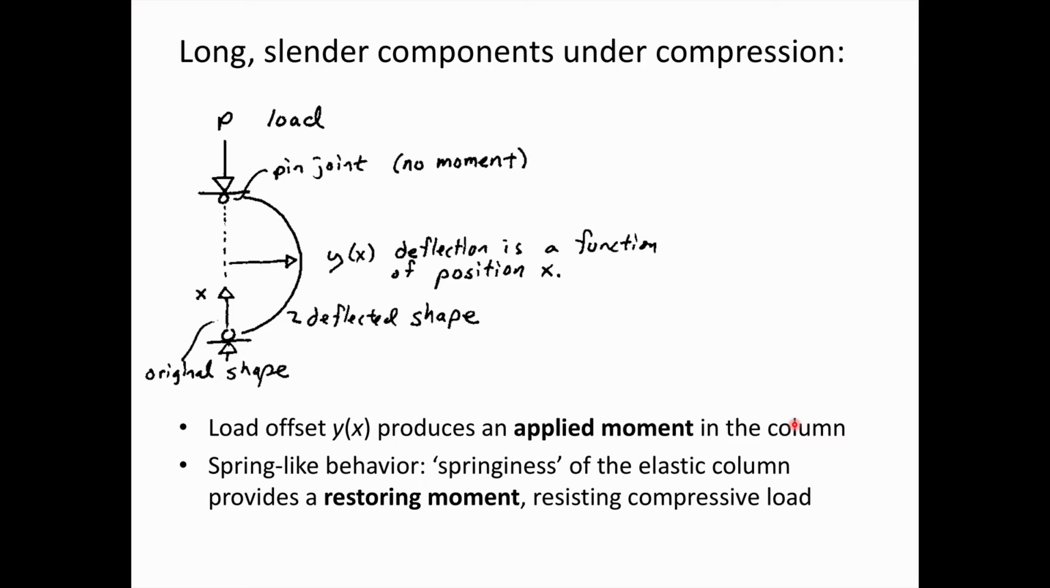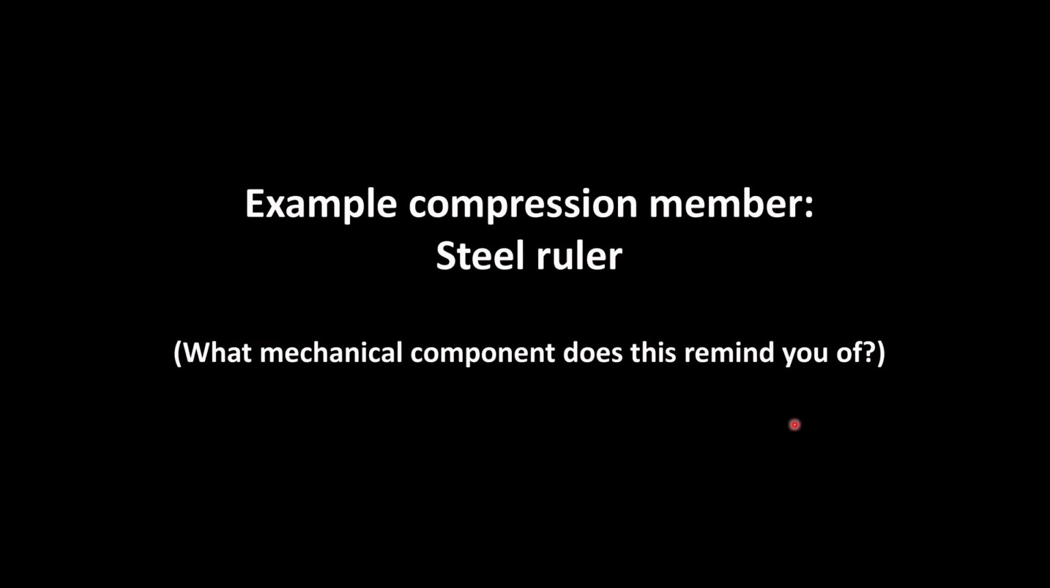If we push down with this load P, it's going to create an applied moment, and this moment is going to change as we go to different places within the column. But then the elastic nature of this material, its resistance to bending, is going to produce a restoring moment that's going to push against the applied moment and resist the compressive load.